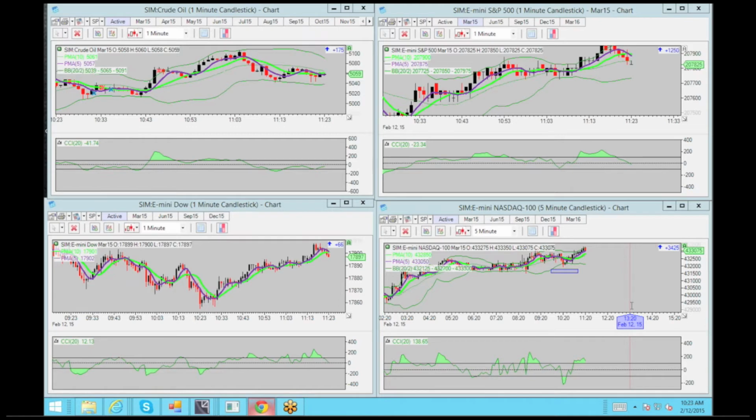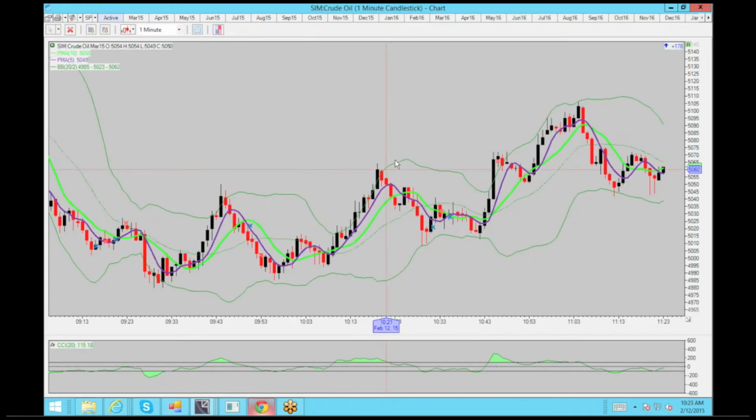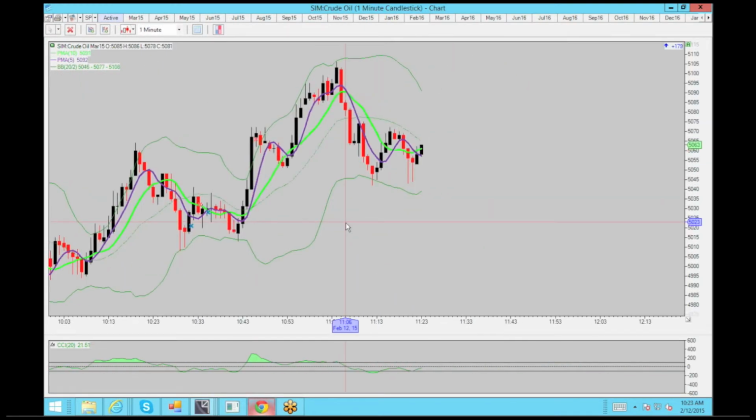The purple line on the chart is a 5 PMA. So I'll go over the exact settings here. Right now I have a 10 PMA, a 5 PMA, and then Bollinger Bands. You can see on my little box there.